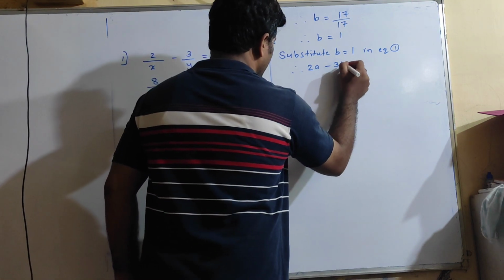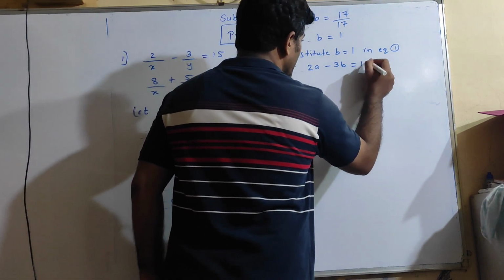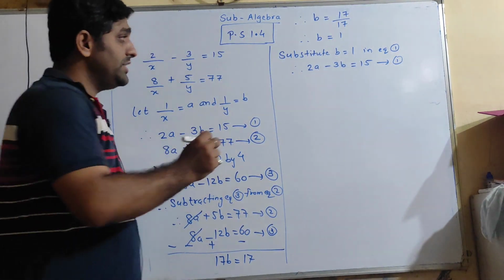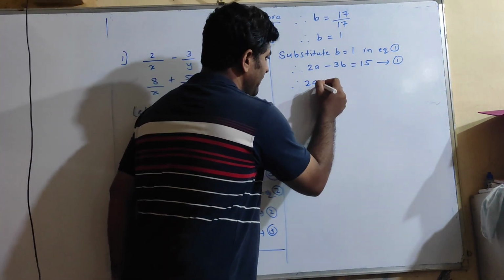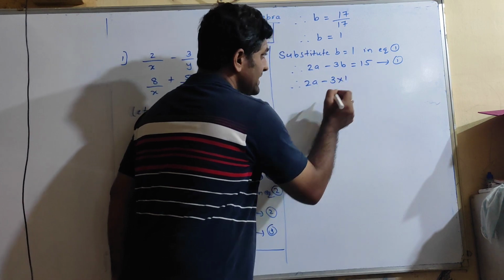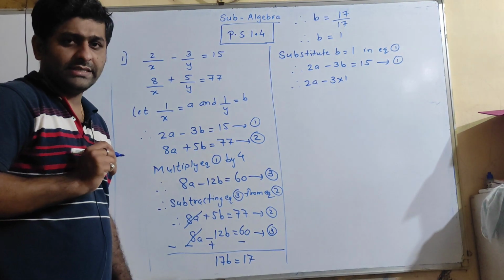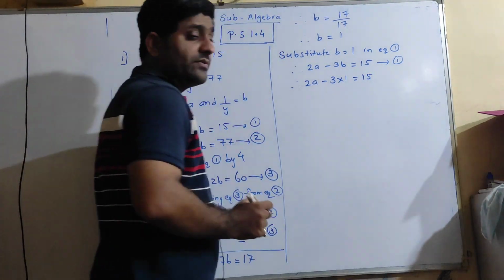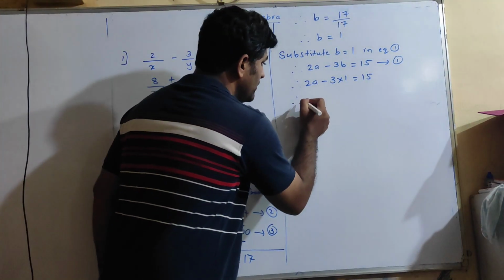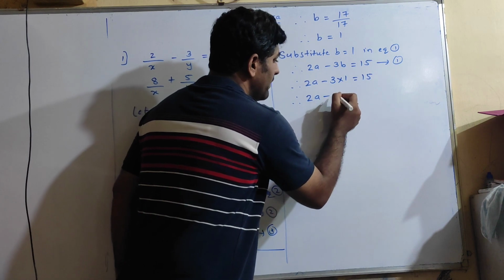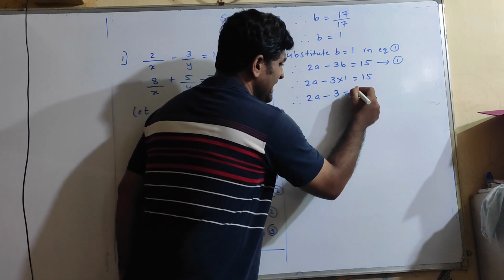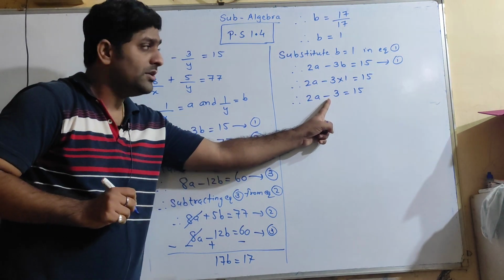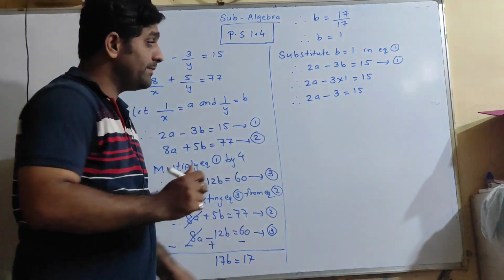2a minus 3b equals 15, equation number 1. So now students, in 2a minus 3b, instead of b the value is 1, equals 15. So what do we have now? 2a minus 3 equals 15. Now this is minus 3, on the other side it becomes plus 3.